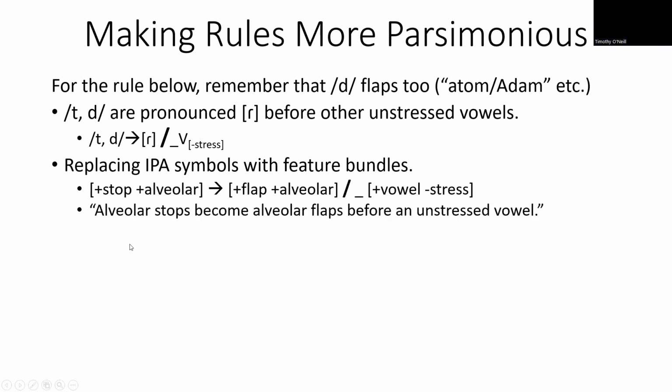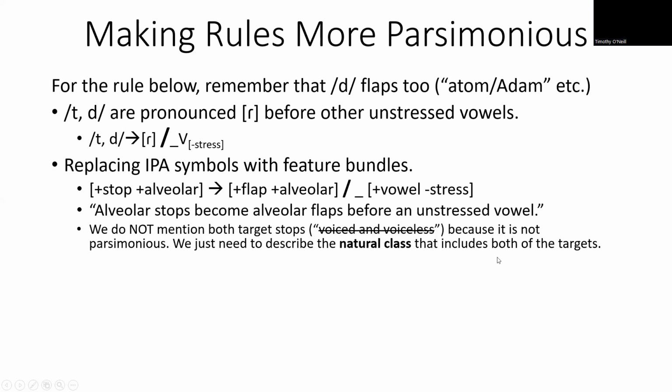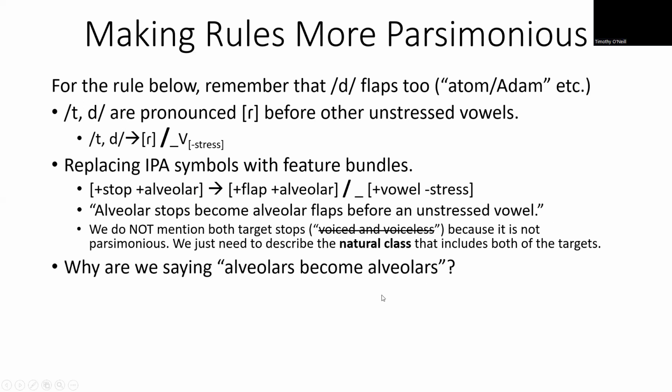So here's a version of this rule with features. Plus stop plus alveolar goes to plus flap plus alveolar in the following environment for a plus vowel minus stress segment. Again, in plain English, alveolar stops become alveolar flaps before an unstressed vowel. We do not mention both target stops, right? We would never say voiced and voiceless because that's redundant. Voiced and voiceless is all the types of stops. We just mentioned that natural class, stops, alveolars.